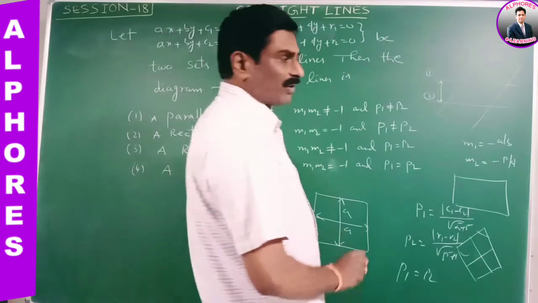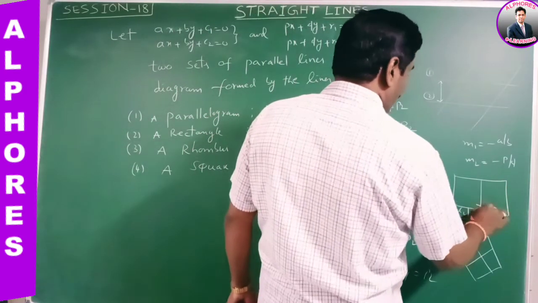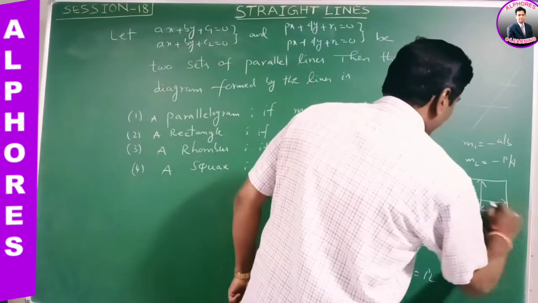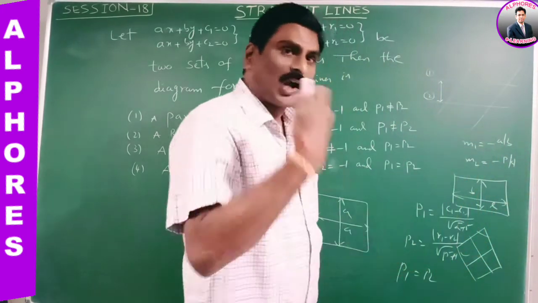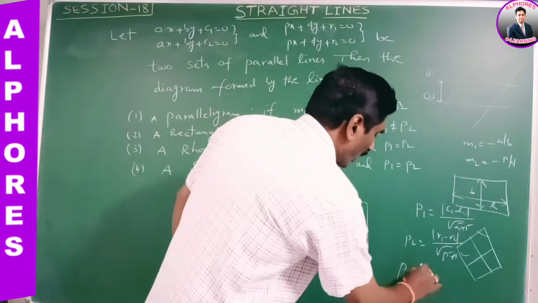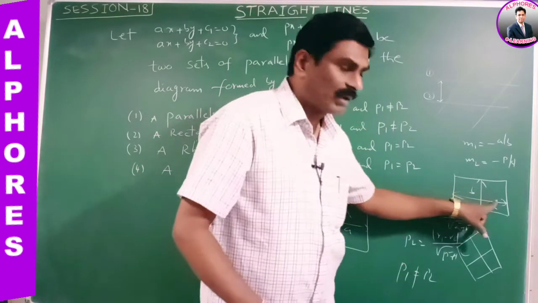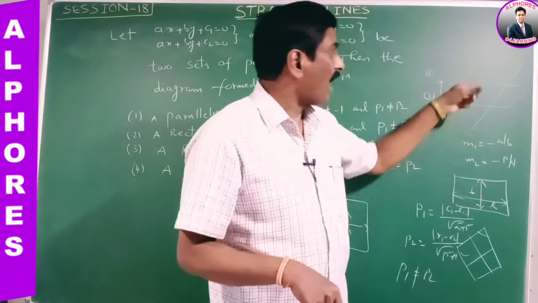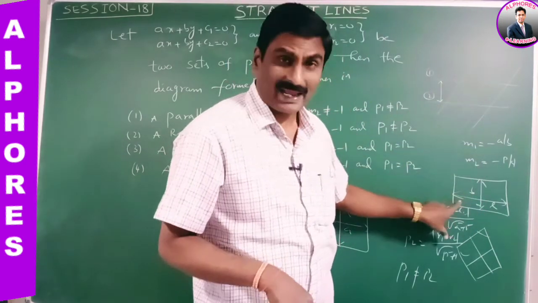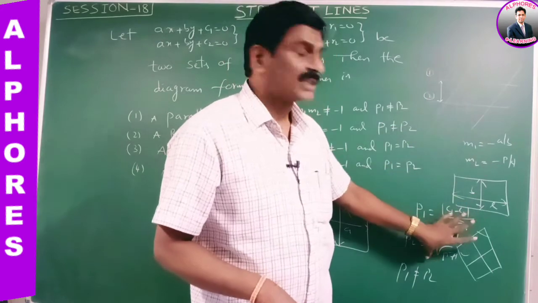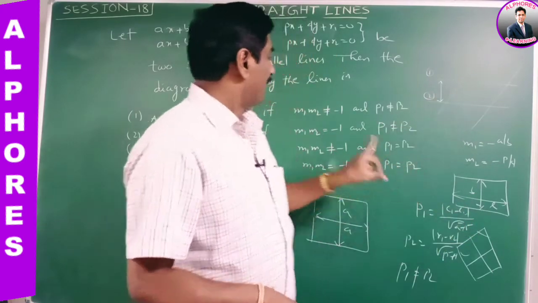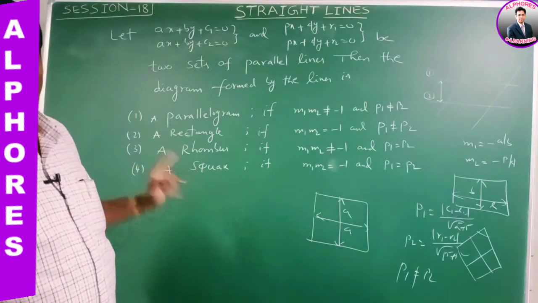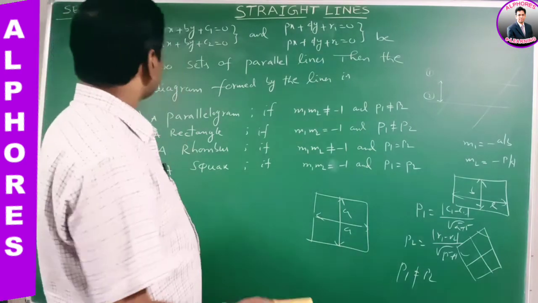If P1 is equal to P2, then it is a rhombus or a square. If P1 is not equal to P2, suppose a rectangle: the distance between these two parallel lines is the breadth and between the other two is the length L. L is not equal to B. That means P1 is not equal to P2. If P1 is not equal to P2, then it must be a rectangle or a parallelogram. By using these properties, we decide whether it is a parallelogram, a rectangle, a rhombus or a square. Okay, please note these values.